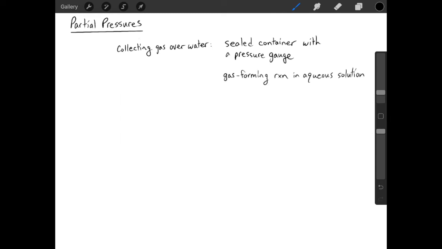In these types of experiments, you'll have a sealed container that has a pressure gauge on top of it, and inside that sealed container you'll have a gas-forming reaction happening in aqueous solution. And the total pressure in that system is going to be the pressure of the gas that's formed by the reaction plus whatever the water's vapor pressure is. You can find the total pressure using the pressure gauge, and you can look up from a table the water vapor pressure at a certain temperature.